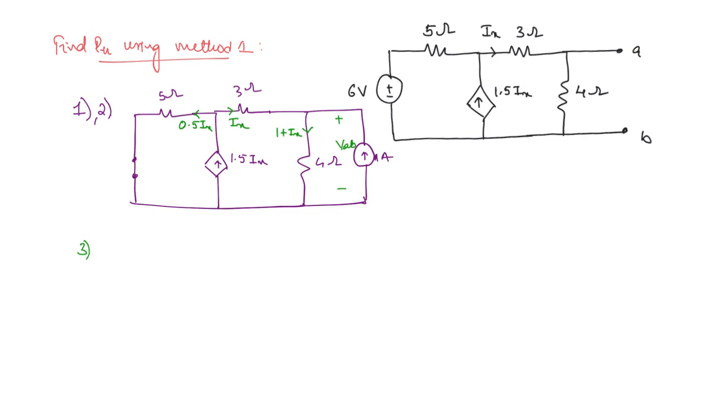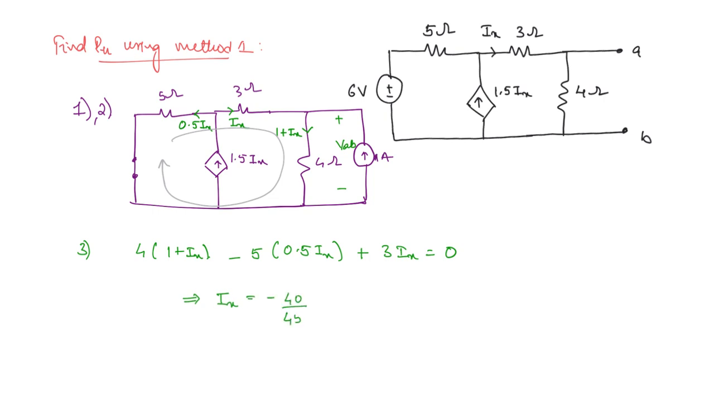Now you can apply KVL in this direction for this supermesh. The voltage drop across this is positive, 4 times (1 plus Ix). But through this it is going to be negative because we are going in this direction and the current is in the opposite direction, so you get minus 5 times 0.5 Ix, and across the 3 ohms it is positive, so this is equal to 0. Now you have one equation in one variable. If you find Ix, you're going to get minus 40 by 45.